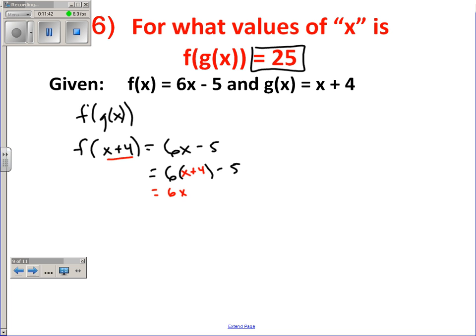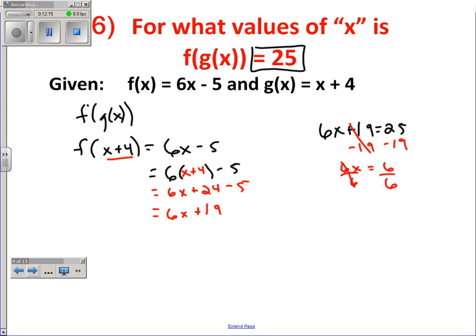Distribute the 6. And then combine like terms. Now, I might want to check this before I go to the next step. And if it's right, I'm going to take 6x plus 19 equals my 25. Now I'm going to solve for x. I get 6x equals 6, divide by 6. So x equals 1.